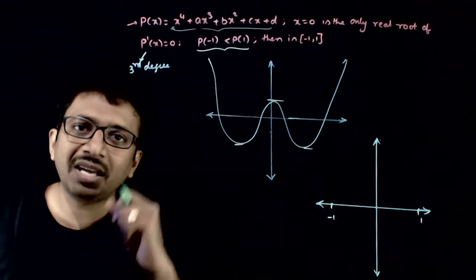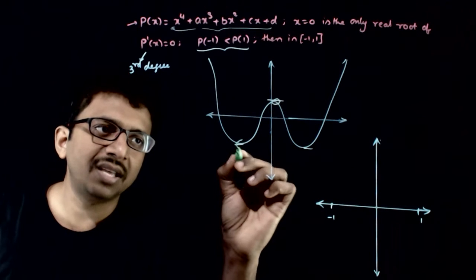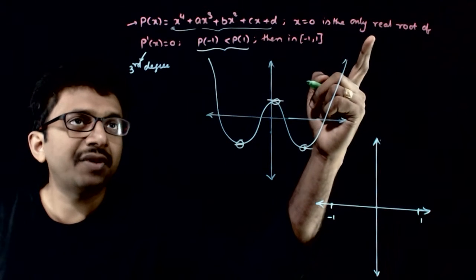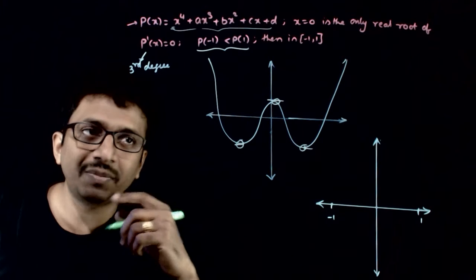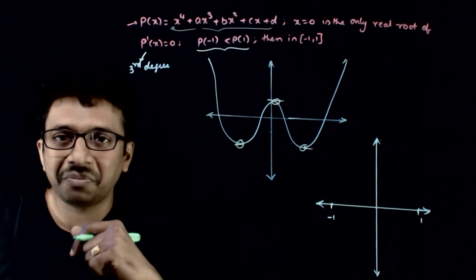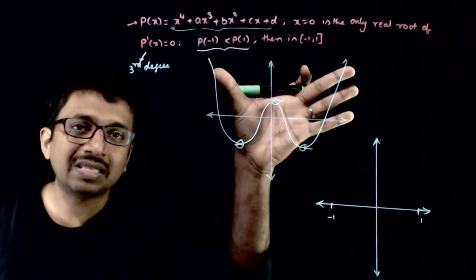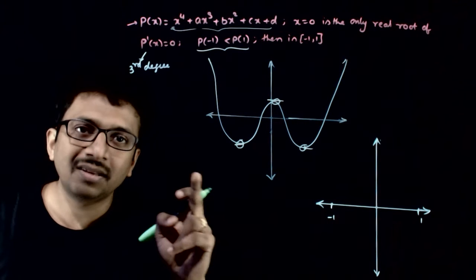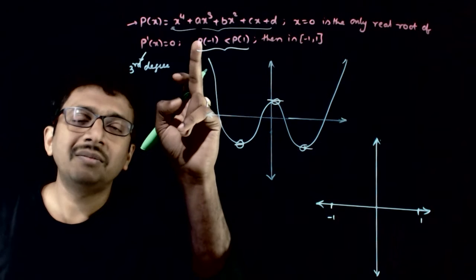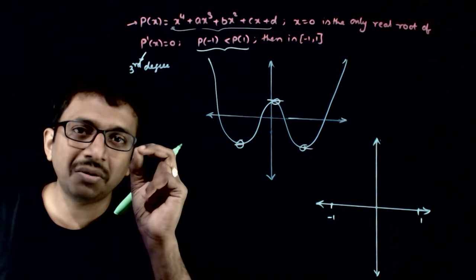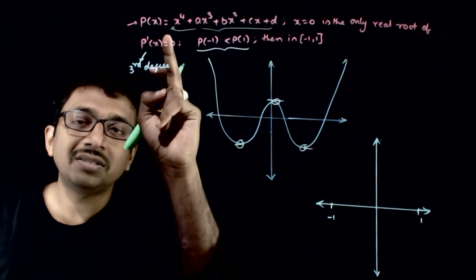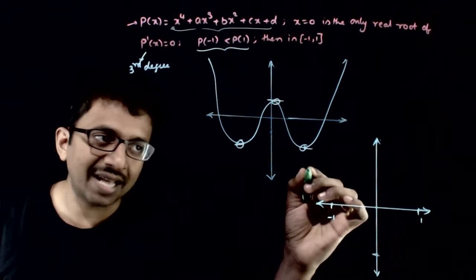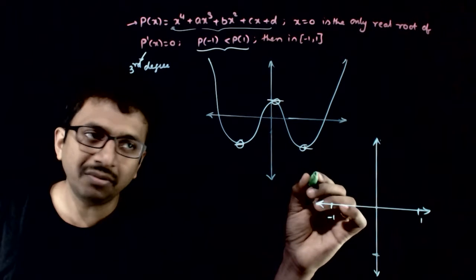So if this function has 3 critical points, that means p dash of x is equal to 0 has 3 real roots. But in this question, it's given that p dash of x is equal to 0 has only 1 real root. That means this has only 1 extreme point. Obviously, because this is starting from infinity, it cannot have a single maxima. So how should the curve look like? Because p dash of x is equal to 0 at only x is equal to 0, that means this function has a minimum at x is equal to 0, right? This function has a minimum at x is equal to 0.